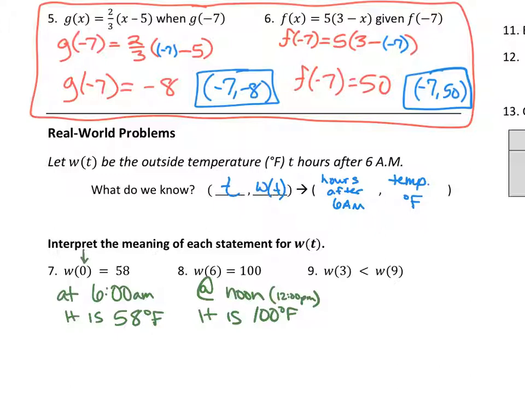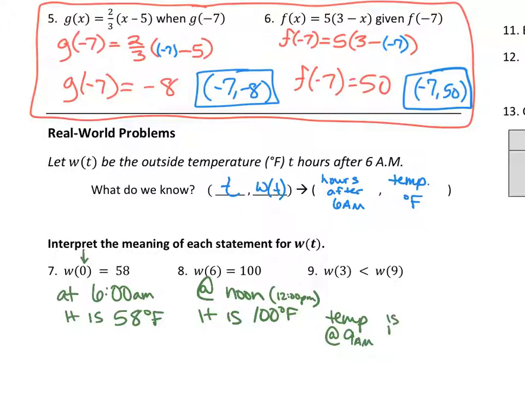Very last one. These are both outputs, okay? What does this represent? W of 3. The hours. What hours after? 3. 3 hours after, so what time is it? 9. It is 9, but it's the output. So we're going to say that this is representing the temperature at 9 a.m.